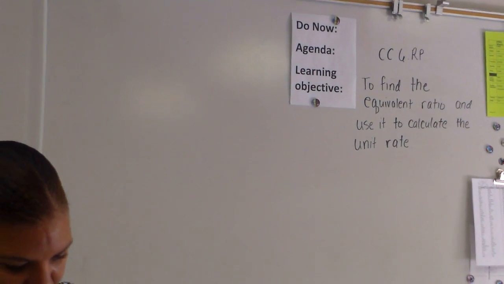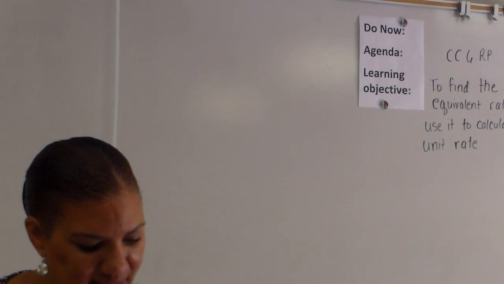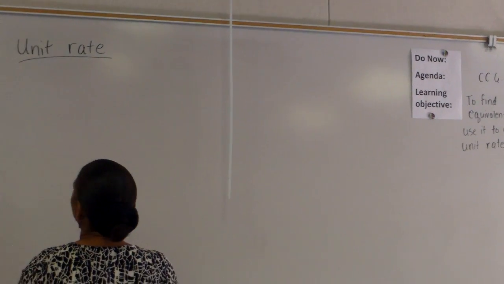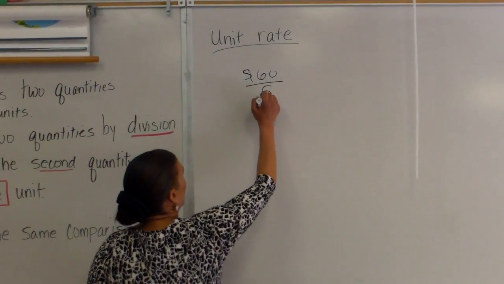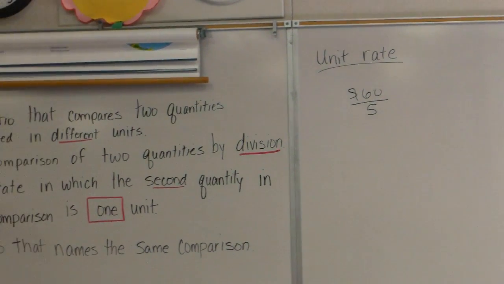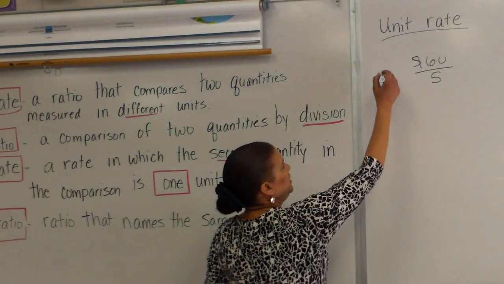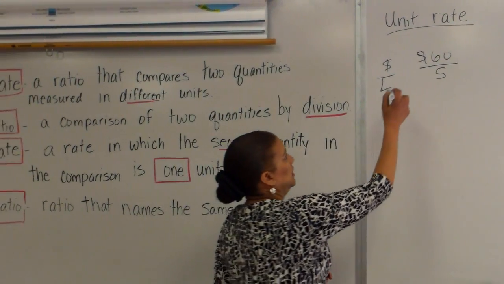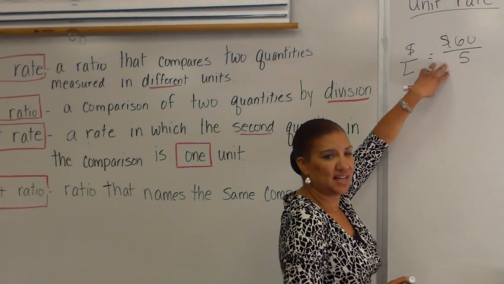So I want you to write this down. Maria pays $60 for 5 lessons. $60 for 5 lessons. What are our two different units? Dollars and lessons. Maria pays $60 for 5 lessons.